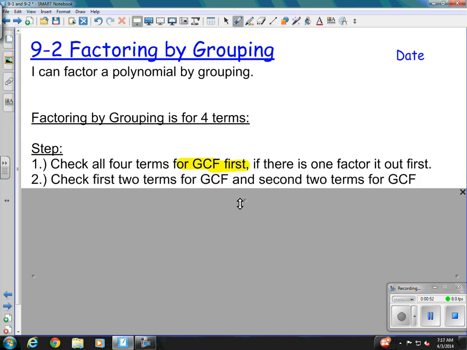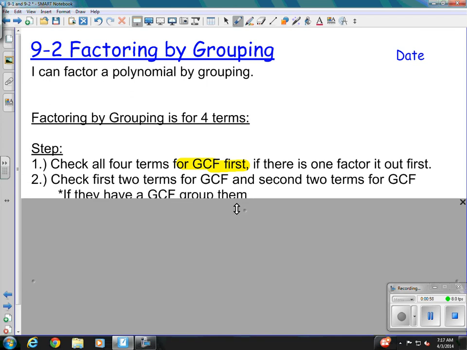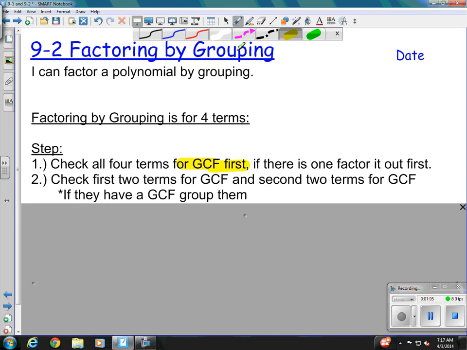Step 2 says to check the first 2 terms for a GCF and the second 2 terms for a GCF. If they have a GCF, then we're going to group them. So if they have a GCF, group them. That's where our term grouping comes in. Factoring by grouping. We group the first 2, and we group the second 2.